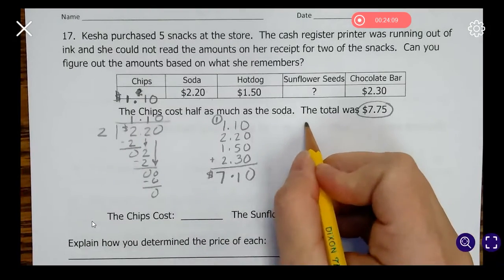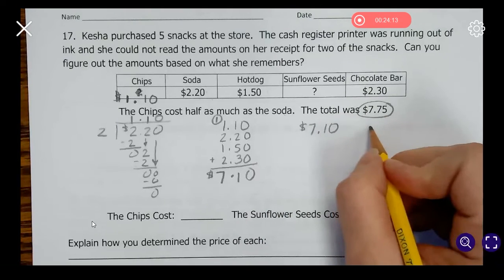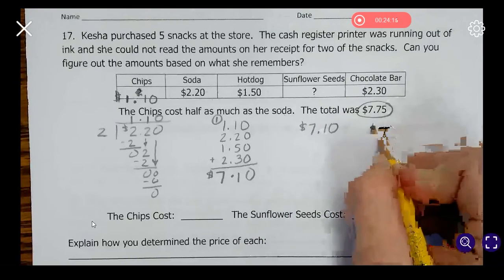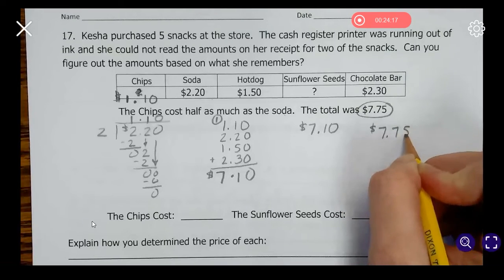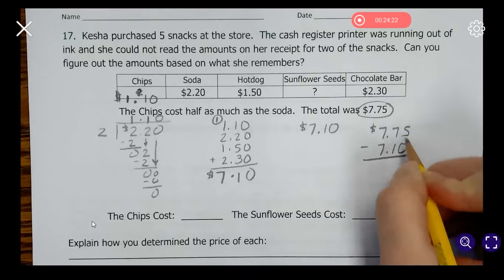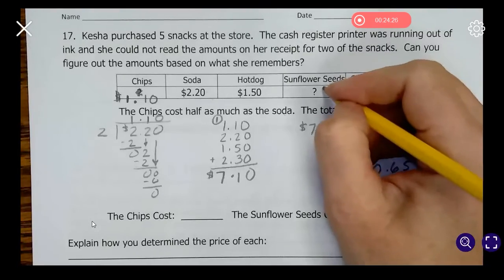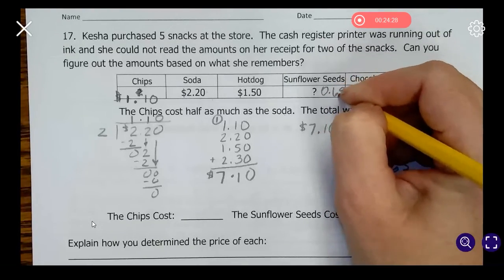So I have 7.10. And then I'm going to take that away from 7.75. That means the sunflower seeds were 65 cents.